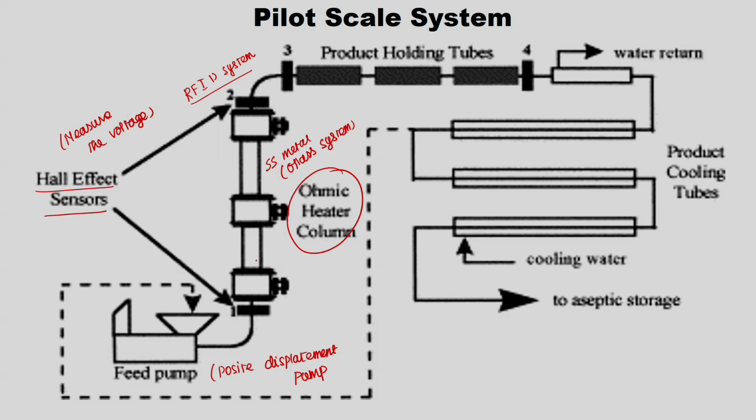Here you have a 3 heater ohmic column, then after that it goes to the product holding tube. What we have seen in previous lectures is how inline pasteurization or sterilization is conducted. We have a heater, a holding tube, and after that a cooling section. Here the heater column is nothing but an ohmic heater column, except that everything else is the same. You have product holding tubes here, and here you have a cooling section where cooling water is used to cool the product. Then after that it goes for aseptic storage or packaging.